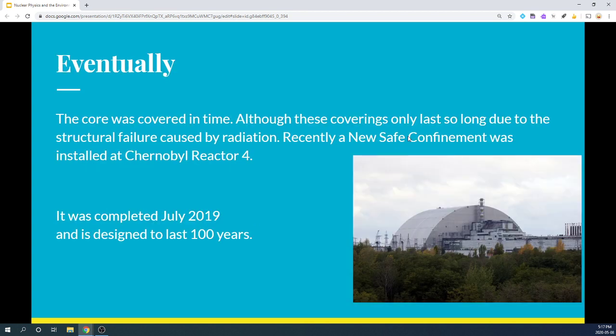So, eventually, they figured out a way to do this. The core is covered in time. However, the radiation eats through the metal in some way, shape, or form over long periods of time. The most recent one, the new safe confinement for reactor 4, was installed July 2019 and is designed to last 100 years. They actually couldn't build it over the reactor right there, but they had to build it away from the reactor and then slowly move it over the reactor over time.